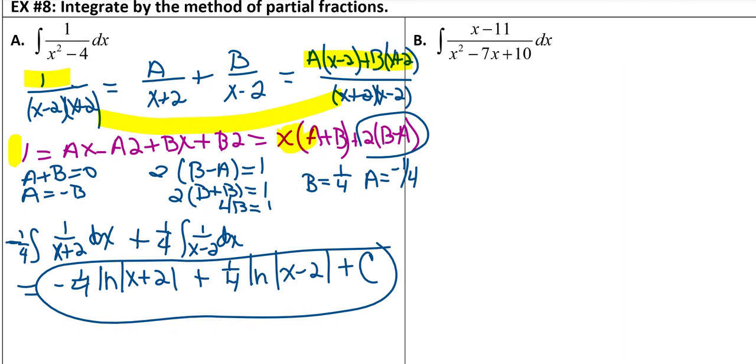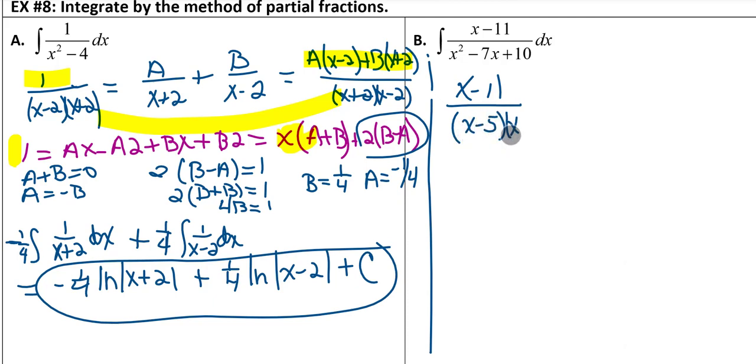Okay, so for the next one, we're going to write (x minus 11) over, and when I factor the denominator, I get (x minus 5) times (x minus 2). And so I'm going to separate that, and I get A over (x minus 5) plus B over (x minus 2). And so I'm going to go through the same process that I did before and find my A and B.